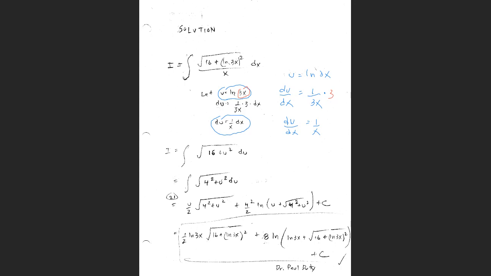Okay. So in this integral here, the 1 over x dx becomes du, and this other part becomes the square root of 16 plus u squared. And so now this is our new integral.